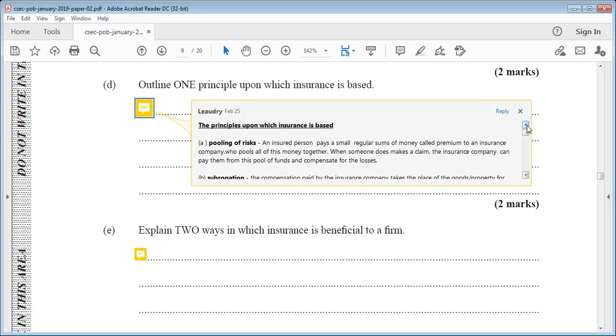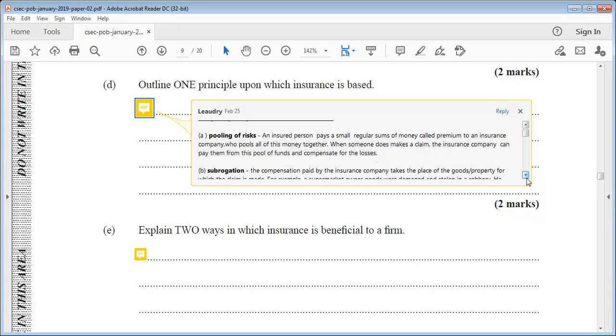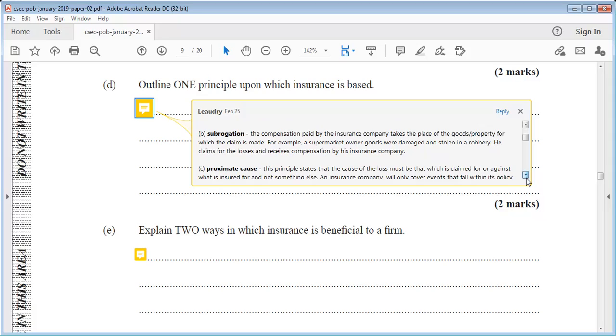They will pay a small regular sum of money called premium to an insurance company who pools all of his money together. So different persons pool funds to the insurance company, and when someone makes a claim, then the insurance company can pay them from the pool of funds and compensate them for the losses. Subrogation. This is where the compensation is paid by the insurance company. It takes the place of the goods or property for which the claim is made.